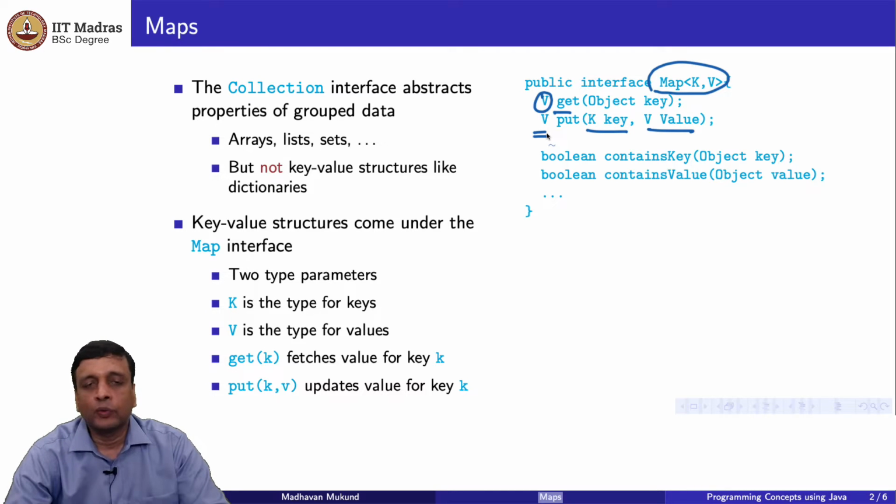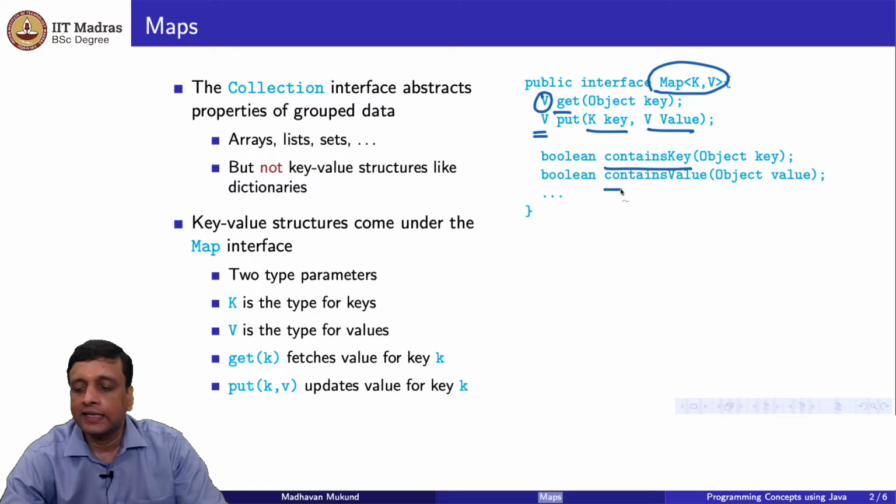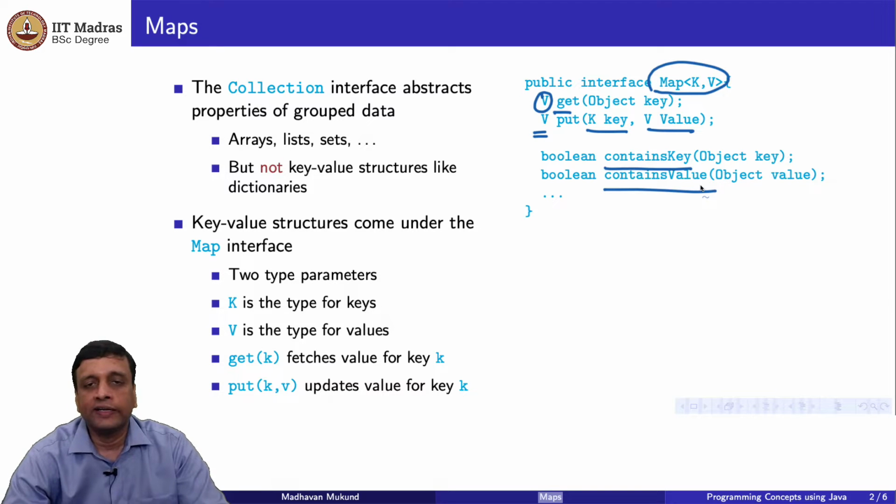The other thing that you often need to do in a dictionary or in a key value store is to check whether a particular key or a particular value is present. Java provides these containsKey and containsValue functions as part of this interface, which allow you to provide a key or a value and check whether it's there or not. The boolean will return true if the key is present and false if the key is absent, and so on with the value.